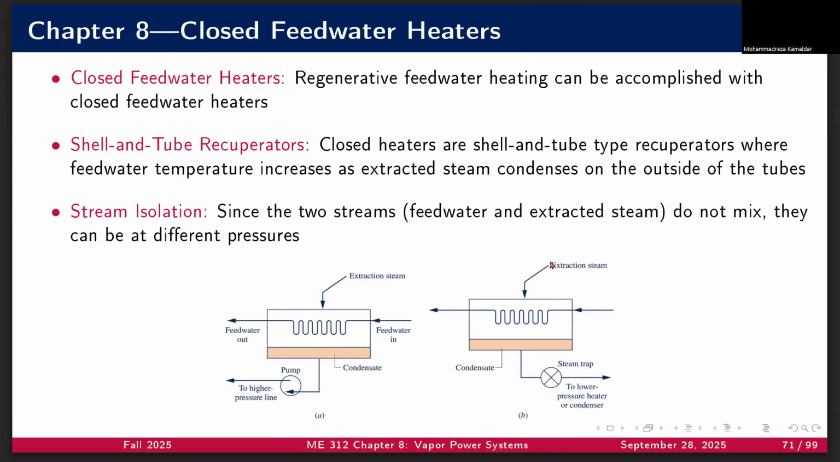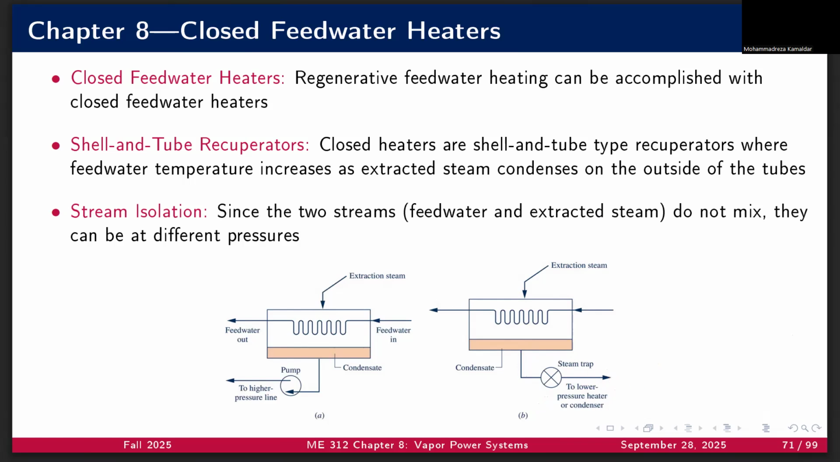So the second approach that is shown in this diagram is condensate trapping. Here the condensate is sent through a steam trap. A trap is essentially a valve that only permits liquid to pass through to a region of lower pressure. So in this case, the liquid is allowed to expand through the trap to a lower pressure heater or condenser, which we'll discuss later.